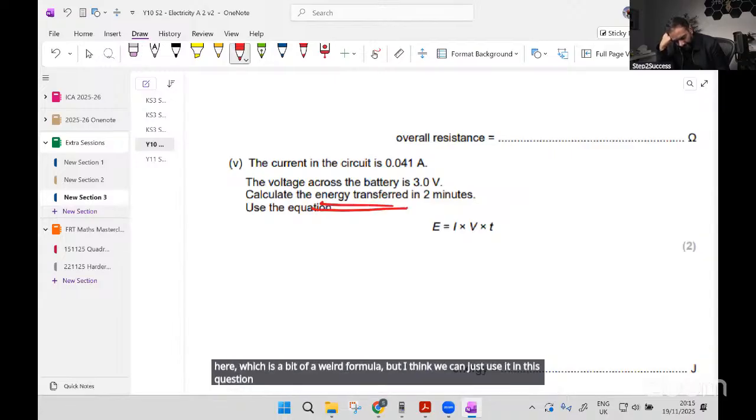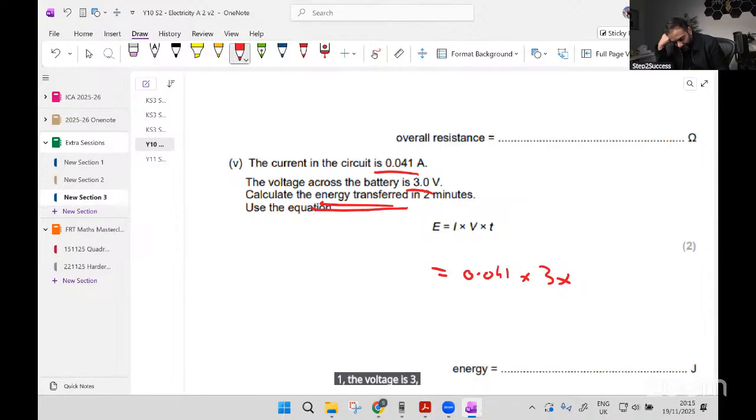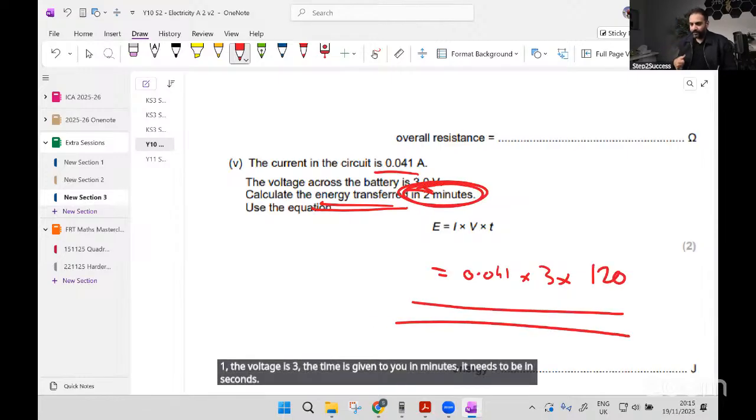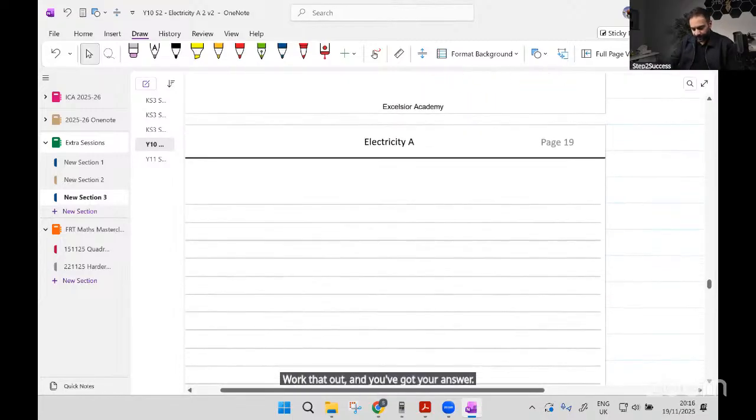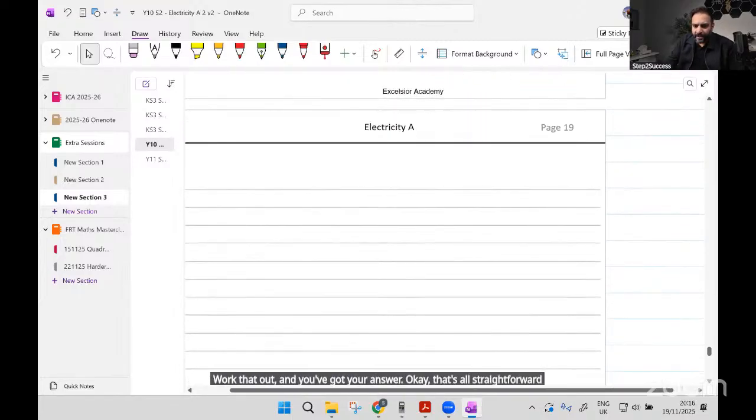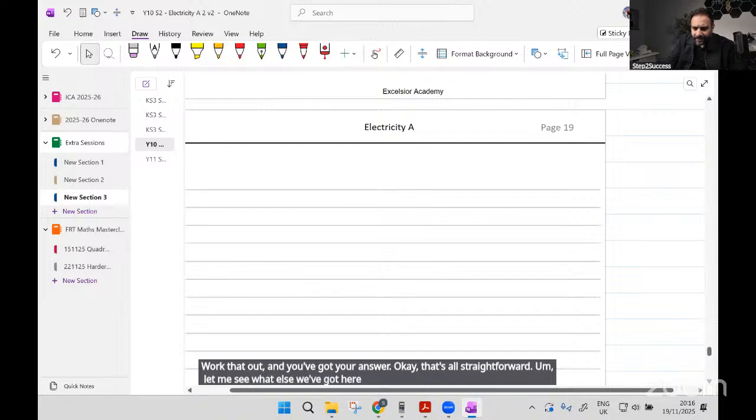Calculate the energy transferred in 2 minutes. The current is 0.041. The voltage is 3. The time is given to you in minutes. It needs to be in seconds, so times 120. Work that out, and you've got your answer. Okay, that's all straightforward. Let me see what else we've got here. That's done everything, hasn't it?